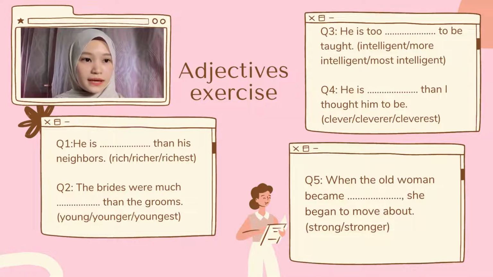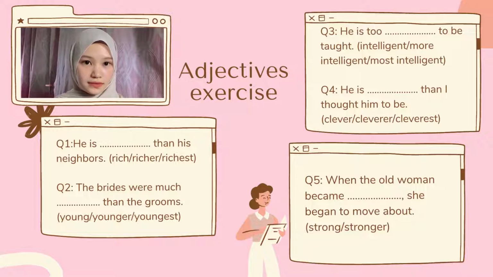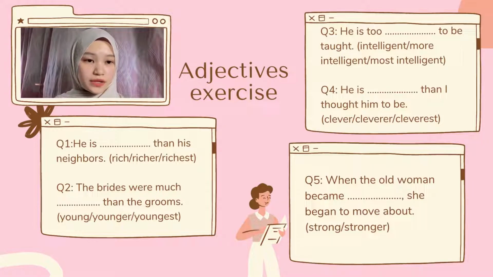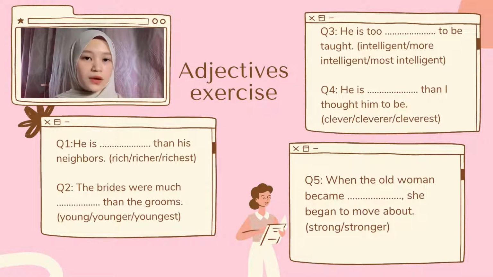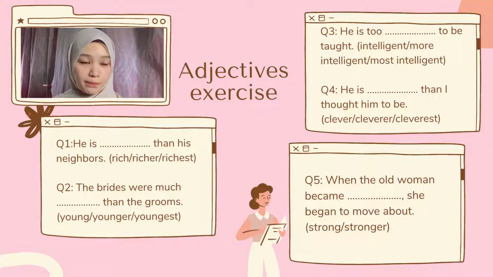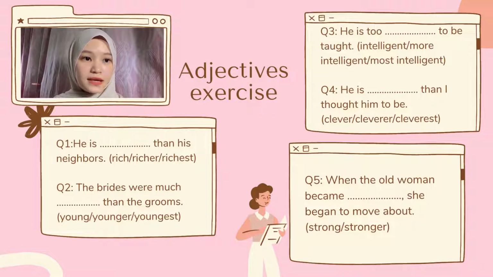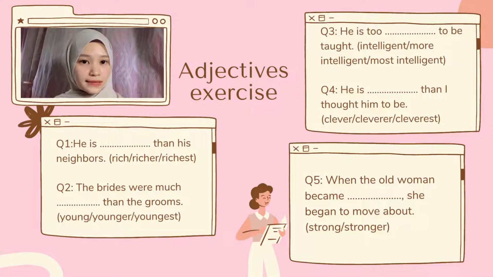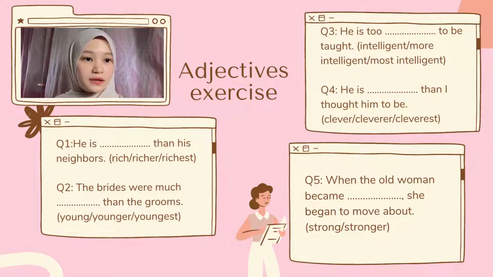And number 4, he is, fill in the blanks, than I thought him to be. So the question is similar to question number 1 and question number 2. We have the word than. So when we have than, it means that we are comparing, right? So he is cleverer than I thought him to be. That is the answer. Now on to the last question, which is question number 5.